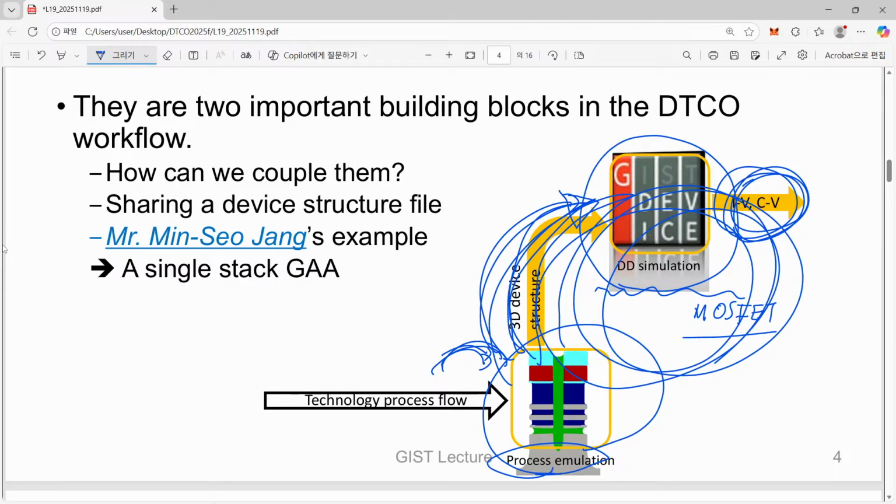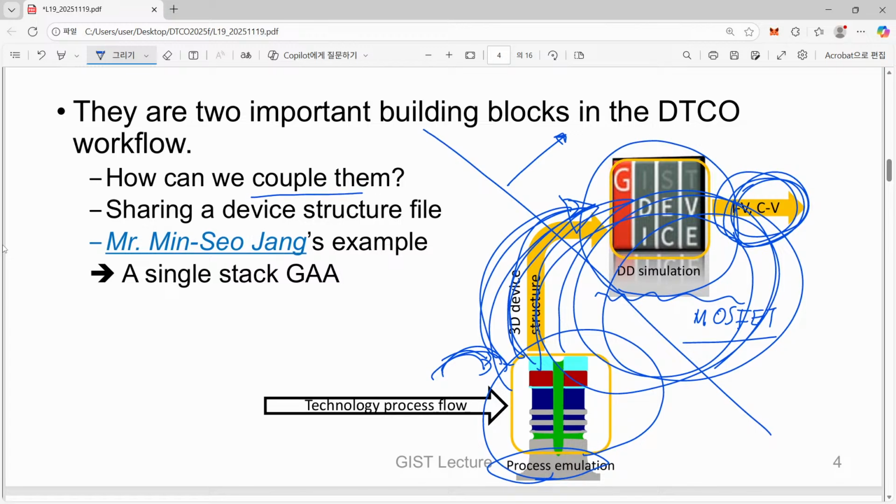Of course, even without this process emulator, we can perform that kind of assessment. You can just draw it and simulate. However, that is not as realistic as the one generated by this process emulator, and processes are quite complicated. So that's the reason why we are trying to connect them, avoiding just heuristic drawing tools. So how can you couple these two tools? They must share a device structure file.